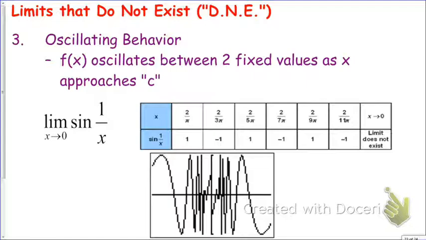There's a table given to you, and you see that our function value is in fact going back and forth between 1 and -1. Because it continues to bounce back and forth and oscillate between 1 and -1, this limit does not exist.